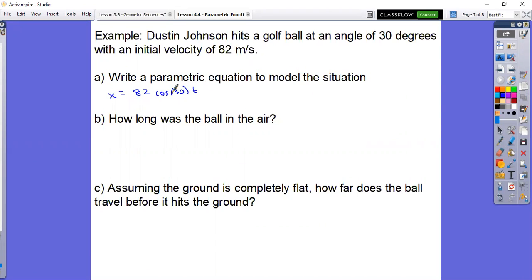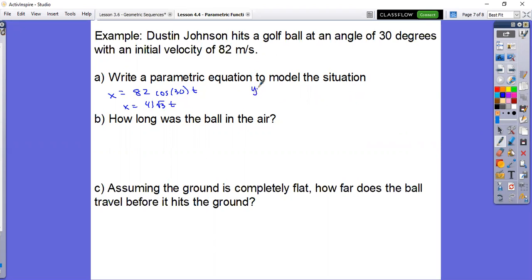If you think back to your unit circle, do you remember what cosine of 30 is? I'm going to give you a second. Good, it's square root of 3 over 2. So then x is going to be 41 square root of 3 t. This is how I can define the x coordinate of the golf ball, which is the horizontal distance of the golf ball at any moment in time.